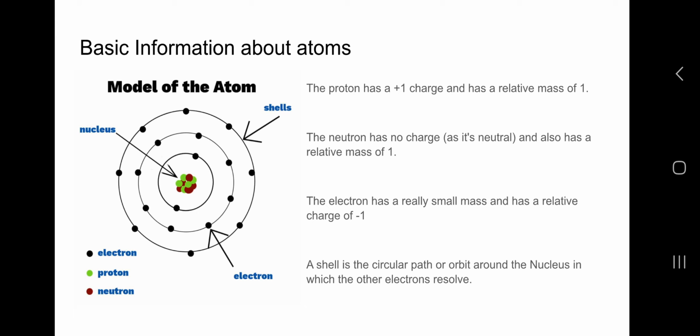We have a displayed model to your left of the screen. The proton has a positive 1 charge and a relative mass of 1. The neutron has no charge as it's neutral, and it also has a relative mass of 1. The electron has a really small mass and a relative charge of -1. However, the shell, which is like the lines that you see at the edge of the atom, is the circular path which orbits around the nucleus in which the electrons reside.